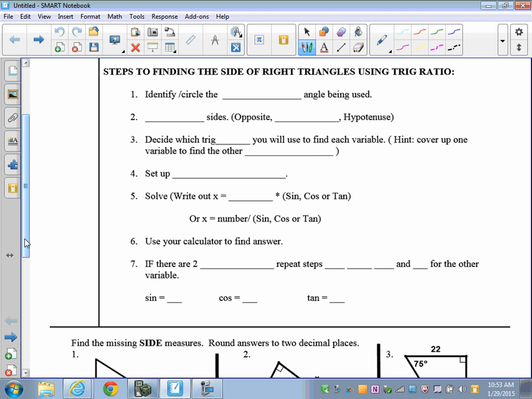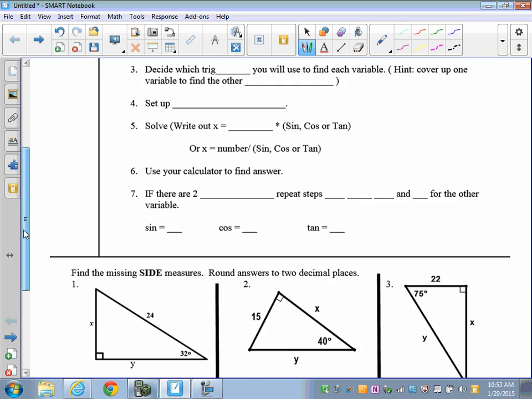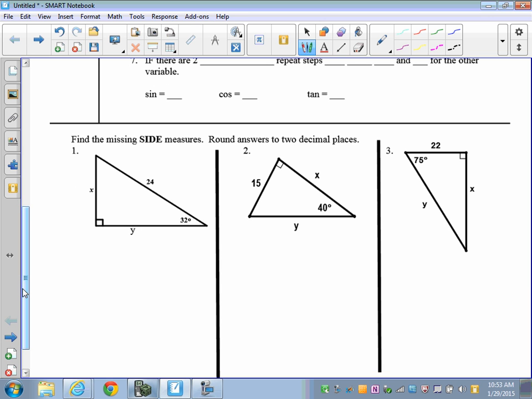So the first step is you identify or circle the acute angle that's being used. Remember, acute means less than 90. If I look at number 1, the acute angle I have is 32 degrees. So I circle that.